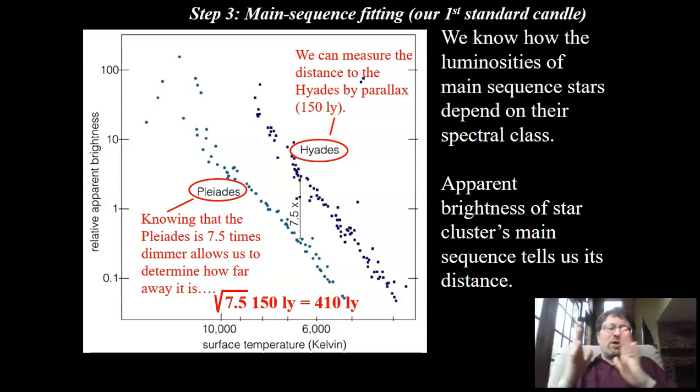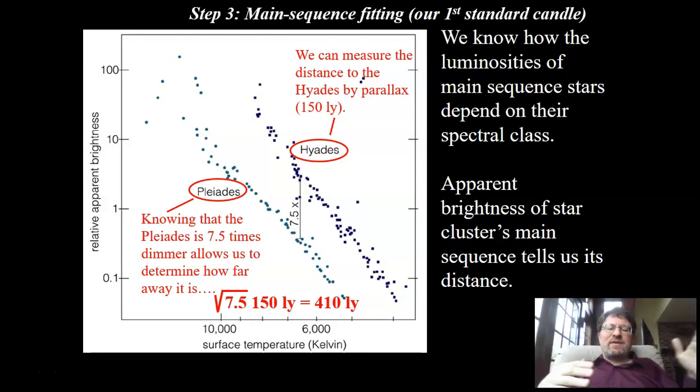9 times dimmer could occur if it were 3 times further away, because then the light would have been spread out over an area that was 3 squared or 9 times larger. And so to go backwards, you say, oh, if it's 9 times dimmer, I take the square root of 9, or 3. It's 3 times further away.